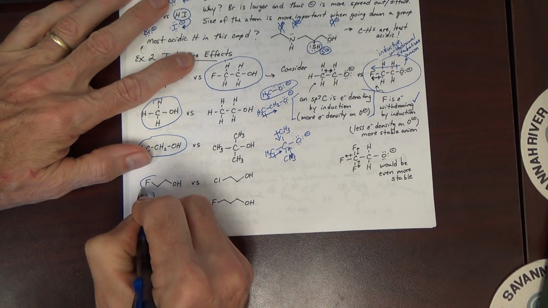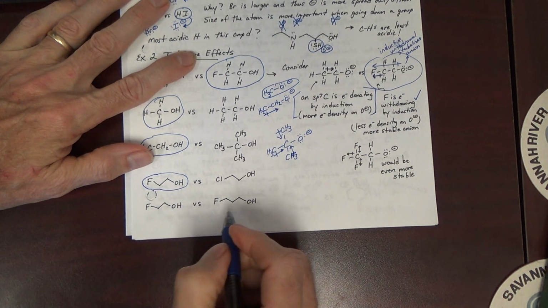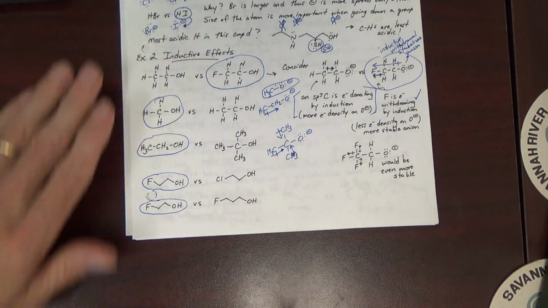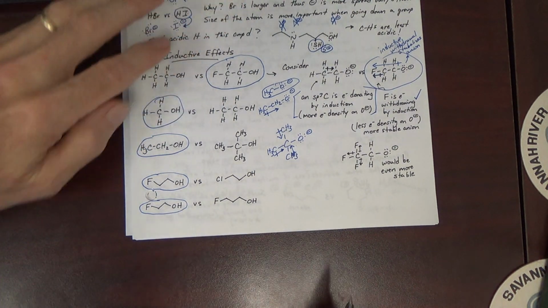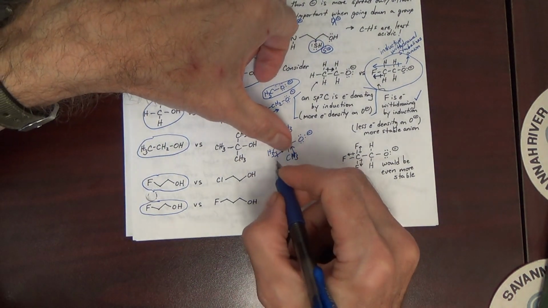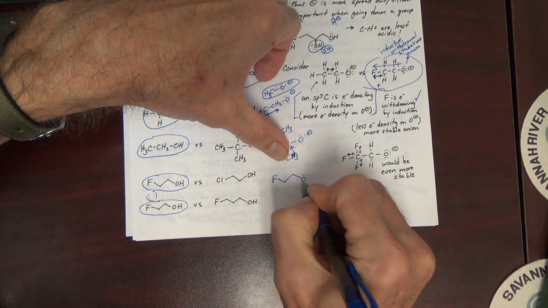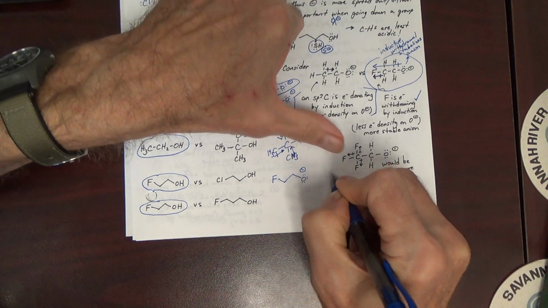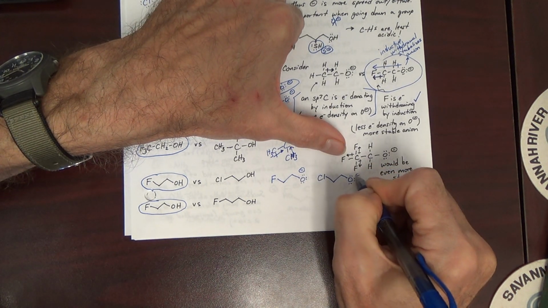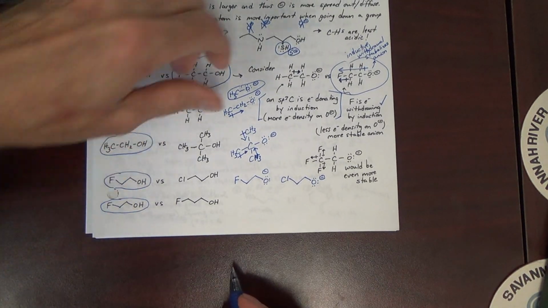Up here, this one's more acidic. And down here, that one is more acidic as well than that one. Well, conjugate bases. Which conjugate base is more stable?